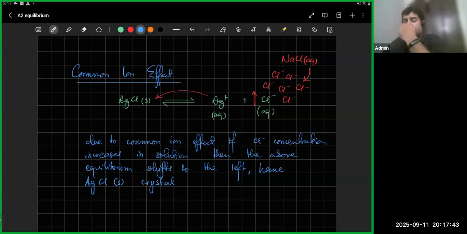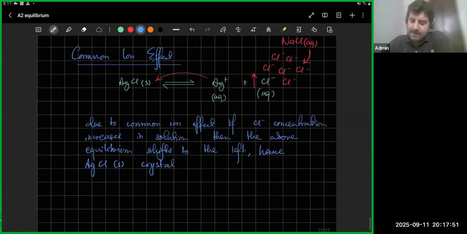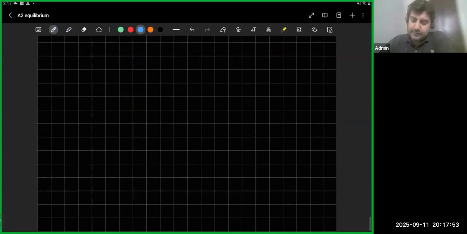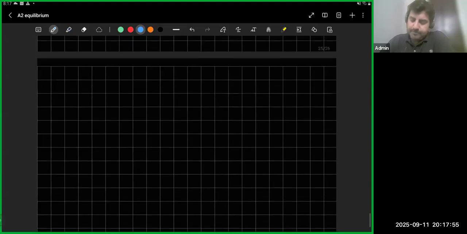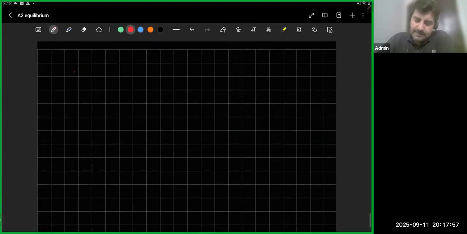So remember, all salts are going to be less soluble if there's a common ion present. That would apply to barium sulfate as well. Another example is if you try to dissolve barium sulfate in sulfuric acid.